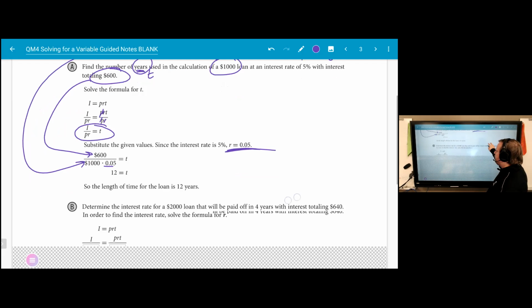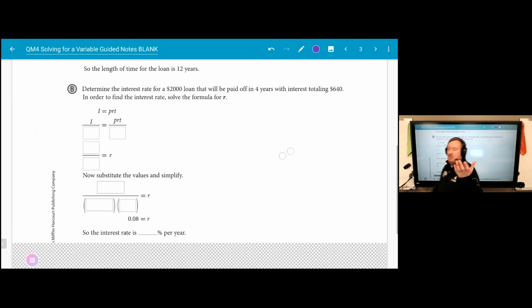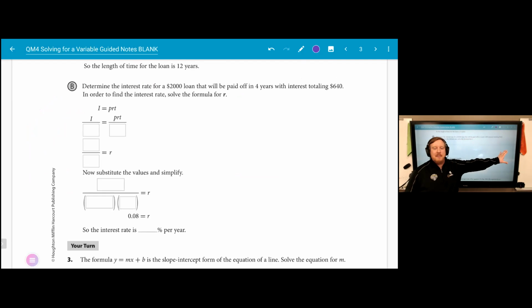Let's see what we got here. Determine the interest rate. Listen, I'm not even going to read the rest of this. Determine the interest rate. What's the thing that I don't know? The interest rate, r. So I know I need to have r equals or something equals r. For a $2,000 loan that will be paid off in 4 years with interest totaling $640, I see my principal value because that's my $2,000 loan. My time is 4 years and my interest is $640.